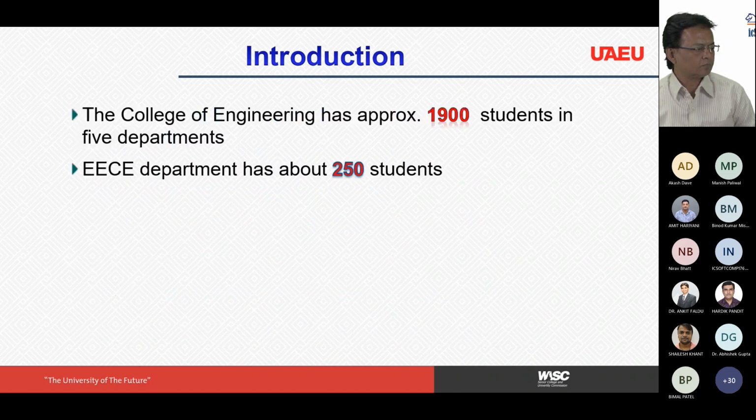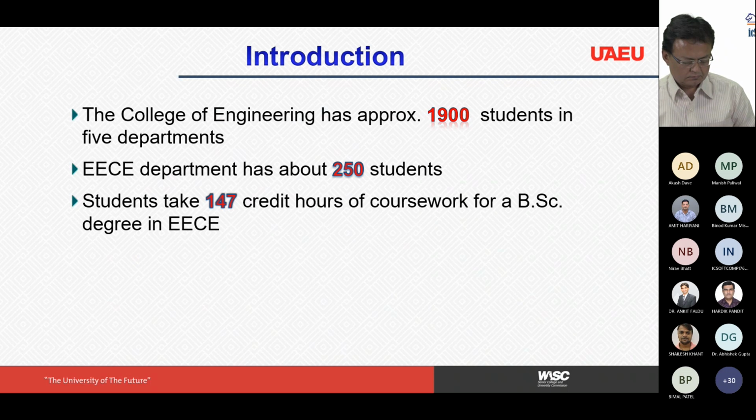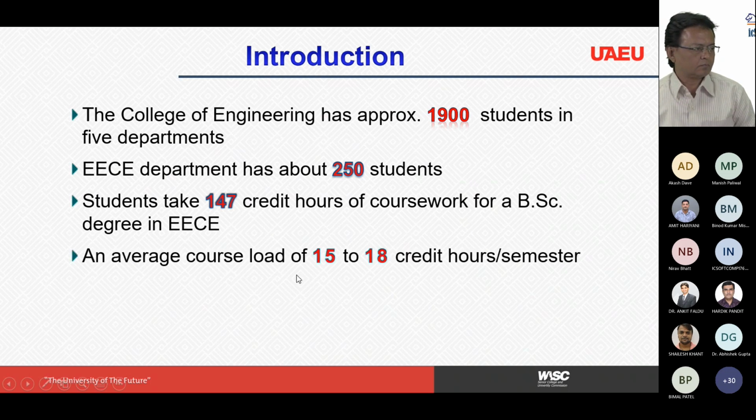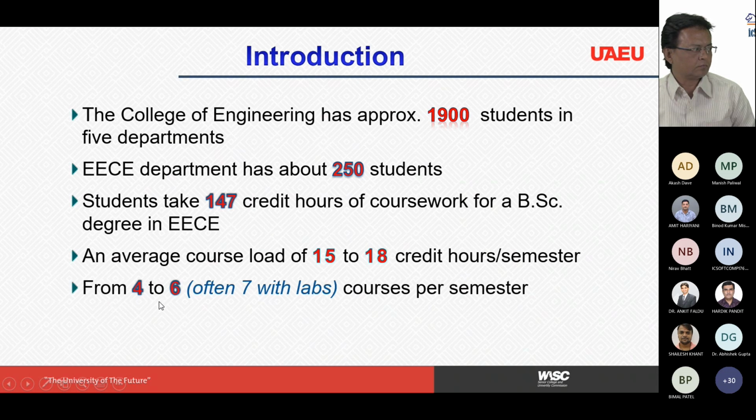So we have 1,900 students. The Electrical and Communication Engineering department has about 250, and now we have increased to something like 300. We have 147 credits for a BSc degree. The average course load is from 15 to 18 credit hours, and 15 credit hours is typically 5 courses. It ranges from 4 to 6 courses; if the student is on probation, then he's not allowed to take more than 4 courses. And often 7 with labs, so it can go up to 7 courses per semester. And they take from 8 to 10 semesters to complete.